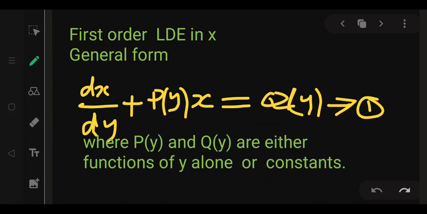Now, we will see the standard form or the general form of a first order linear differential equation in x as dx by dy plus p(y) into x equal to q(y), where p(y) and q(y) are either functions of y alone or constants.